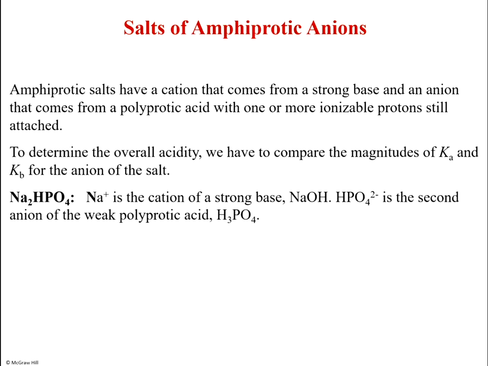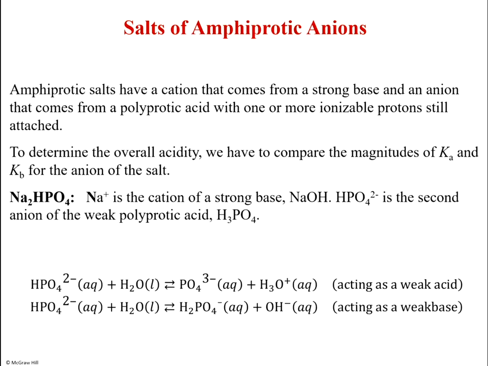Sodium is the cation of a strong base, so that doesn't come into play. But monohydrogen phosphate dianion is the second anion of the weak polyprotic acid phosphoric acid. Therefore, it undergoes two reactions. Monohydrogen phosphate can lose one of its protons, and monohydrogen phosphate can also react with water to pick up a proton, acting as a weak base.